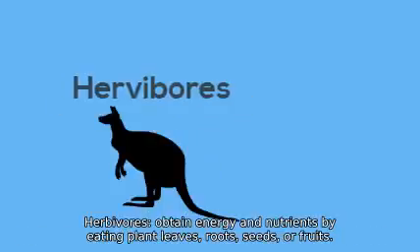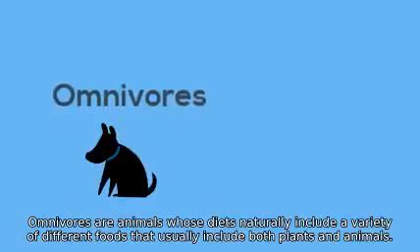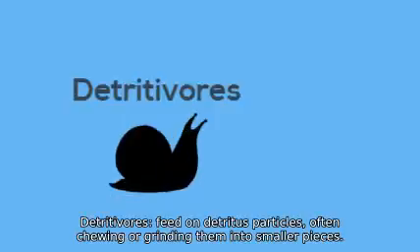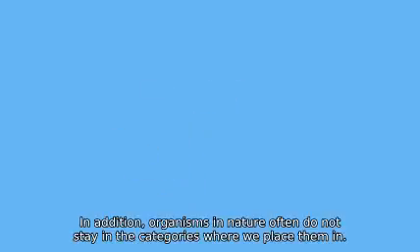Herbivores obtain energy and nutrients by eating plants, leaves, roots, seeds, or fruits. Omnivores are animals whose diets naturally include a variety of different foods that usually include both plants and animals. The detritivores feed on detritus particles, often chewing and grinding them into smaller pieces. In addition, organisms in nature often do not stay in the categories where we place them.